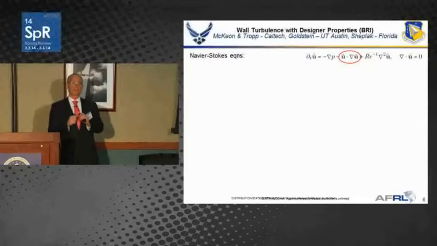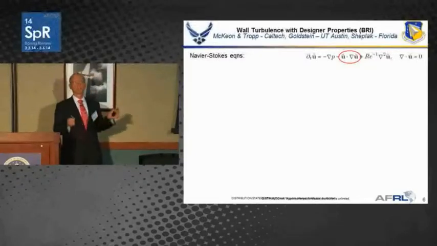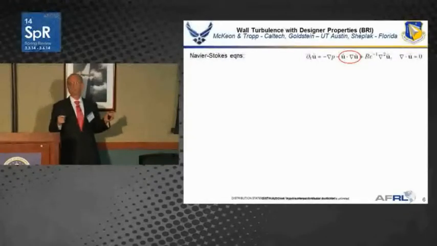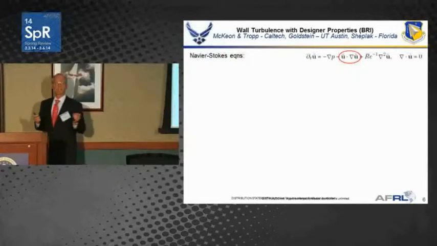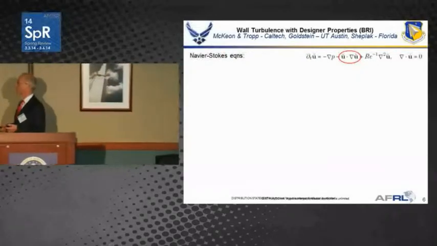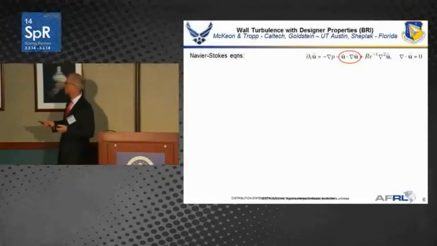We want something quantitative. So what she's doing is going back and saying, let's take a look at the original equations of motion that describe what's happening in a fluid flow. And those are the Navier-Stokes equations. What I've done here is highlight with a red circle the problem term in these equations, and that is this nonlinear convective term.